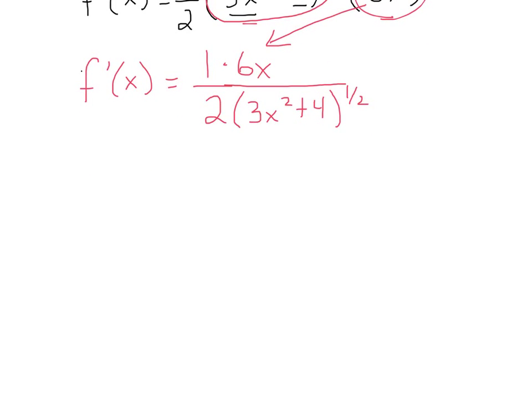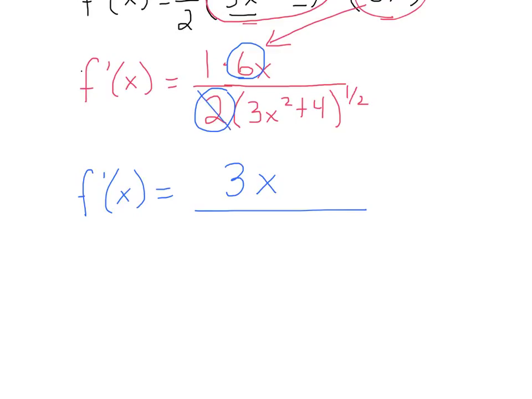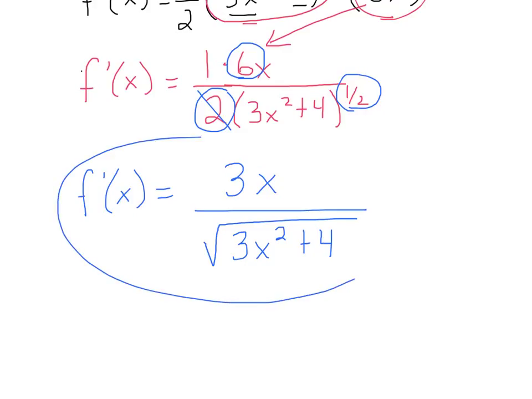Next, I'm going to write f prime of x equals, and this 6 and this 2, 6 divided by 2 is 3, so on top all I'll have is 3x over, and the 2 canceled. And so on bottom, when I raise something to the 1/2 power, it's the same thing as taking the square root, so I'm going to write the square root of 3x squared plus 4. And so now there's nothing left to simplify, and so this is my derivative.